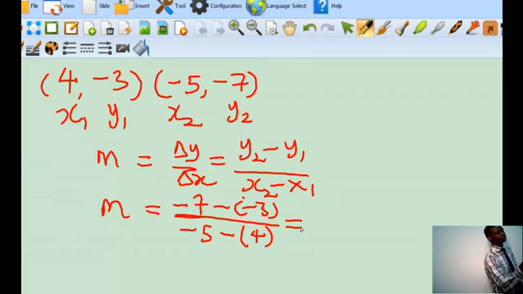So you obtain your m to be minus 7 plus 3, giving you minus 4, all over minus 5 minus 4, giving minus 9, which is equal to 4 over 9.